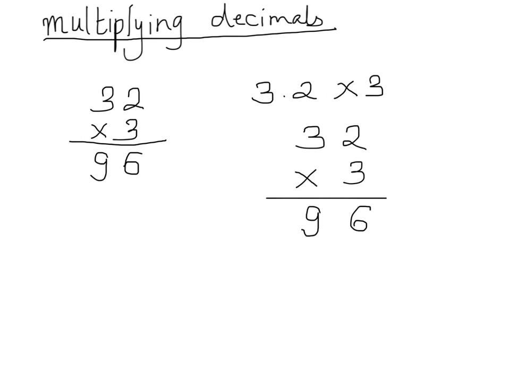So what you do is you just count from the right of your answer from here, and you put 1 and you go one place to the left. So you've got the decimal point over here. So 3.2 times 3 is 9.6.